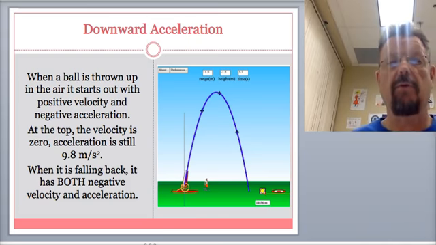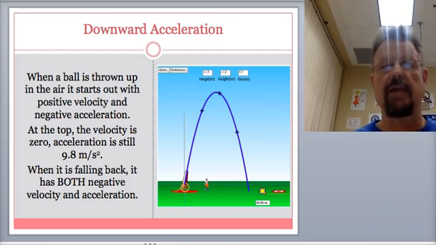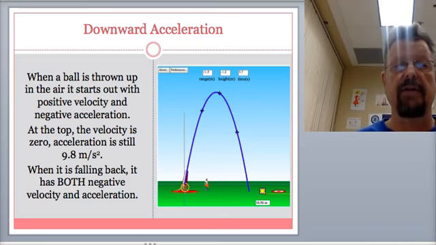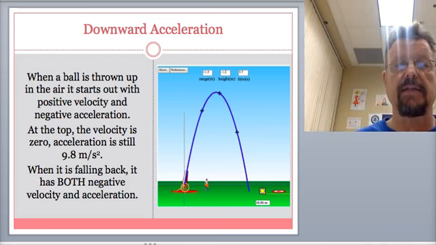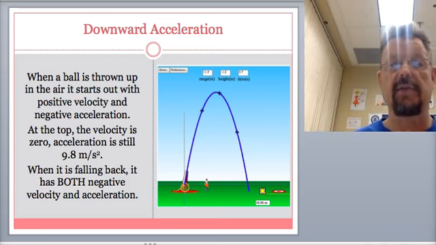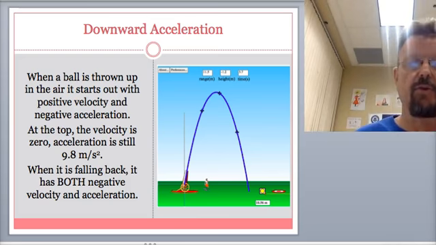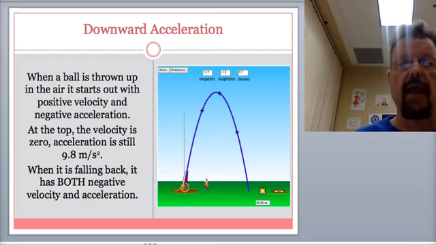Downward acceleration. When a ball is thrown up in the air, it starts out with positive velocity and negative acceleration. At the top, the velocity is 0, and acceleration is still 9.8 meters per second squared. When it is falling back, it has both negative velocity and negative acceleration.